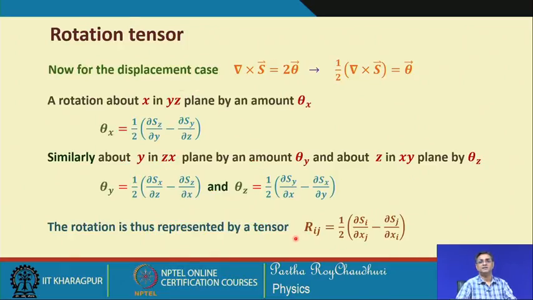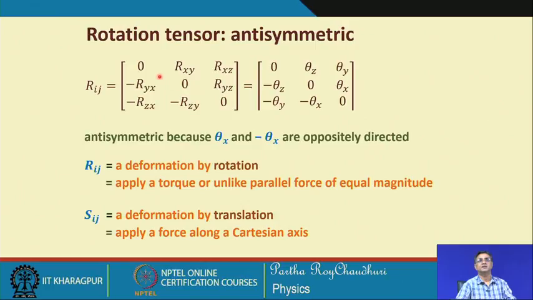Therefore, these elements are R i j and R j i. You have to just flip this minus this, and as a result R x y and R y x are not the same, there will be a minus sign. R x z and R z x are not the same, there will be a minus sign. Therefore, this rotation matrix is always an antisymmetric matrix. So, this antisymmetric R i j is a deformation by rotation.